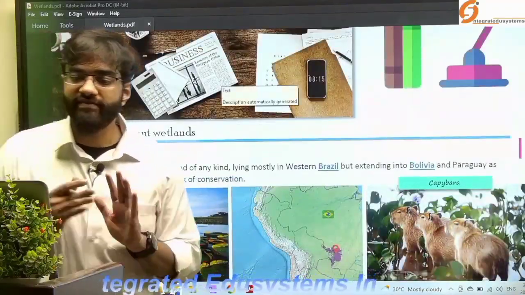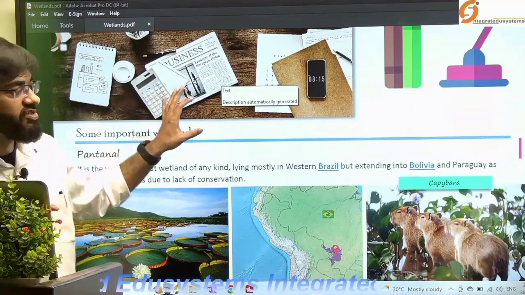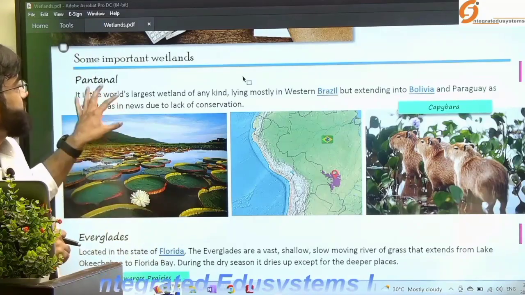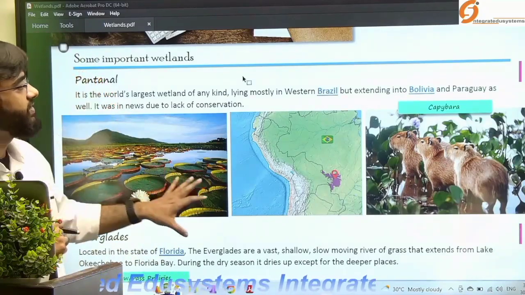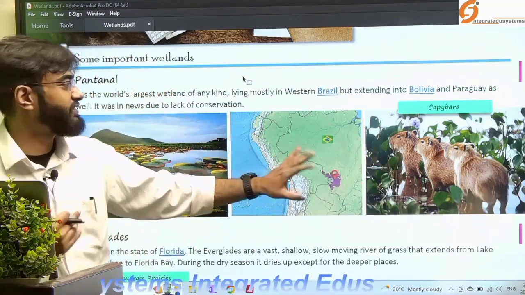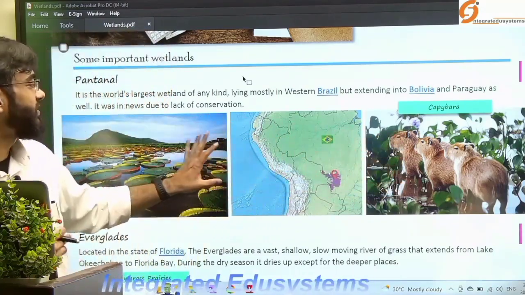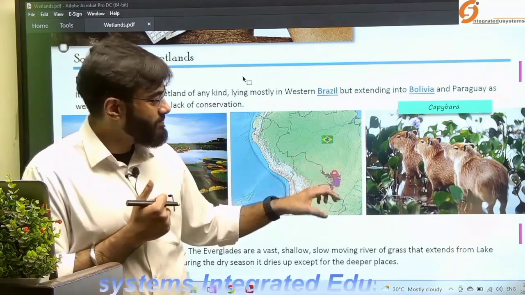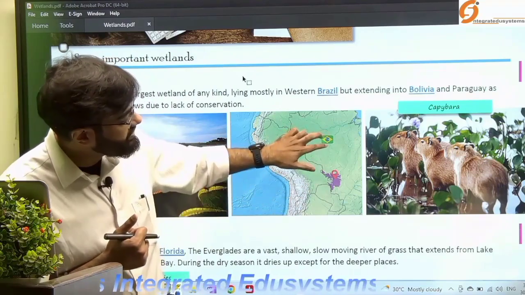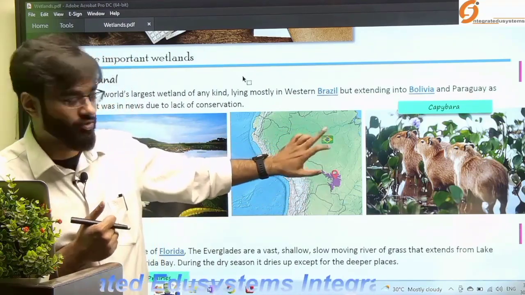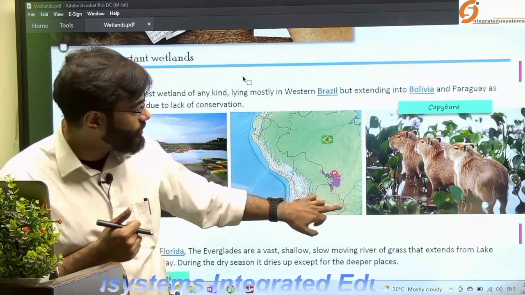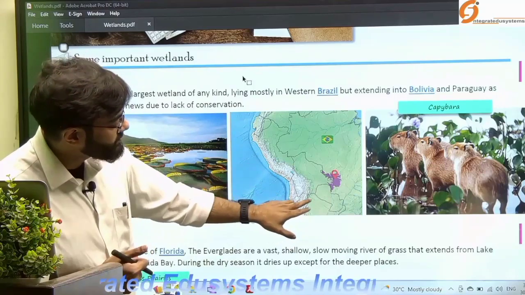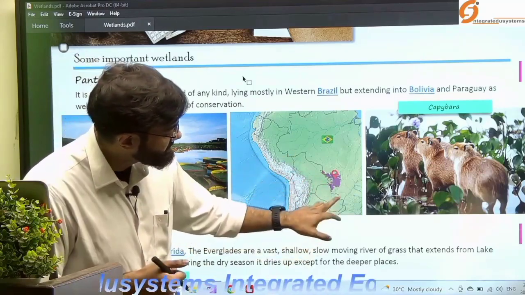Now some important wetlands which have been in the news in the recent past. This is the Pantanal Wetland. Just for the sake of making this document wonderful, I've pasted some good pictures here. The most important point is the location. Here you can see this is Brazil. I've put the flag, and for the rest of the countries you have to recognize which countries they are. This country is Bolivia and this country is Paraguay.